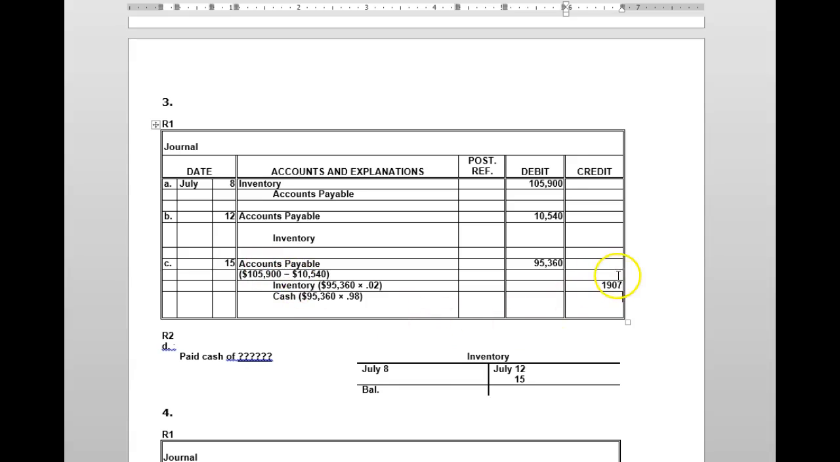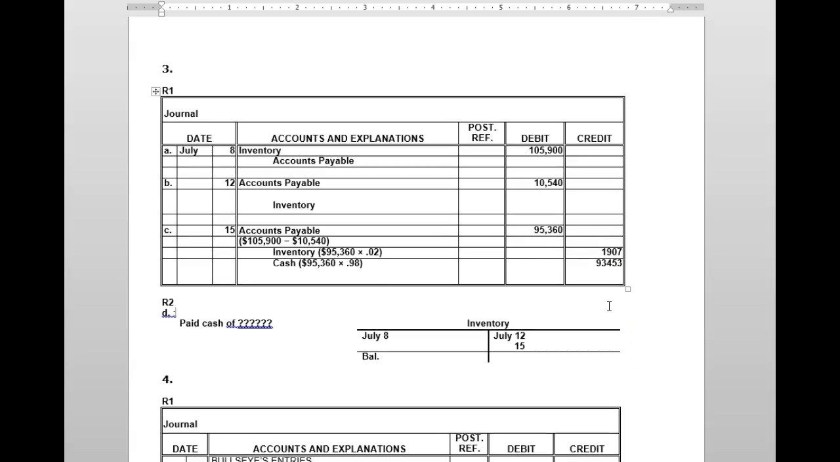And then, there are two ways to do this. You can multiply this amount that's in accounts payable times 98% to get the cost without discount. Or you can take this 1,907 and subtract it from the 95,360. And that gives you how much you paid for it. So now you can see that can get complicated. You're going to have to figure out the way that works best for you. What procedure do you want to use as far as calculating this final figure right here?